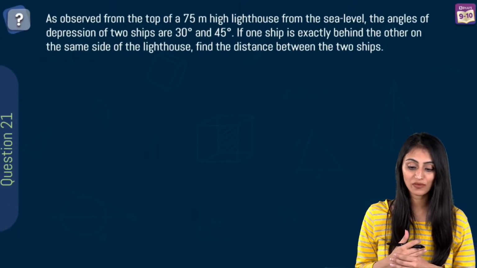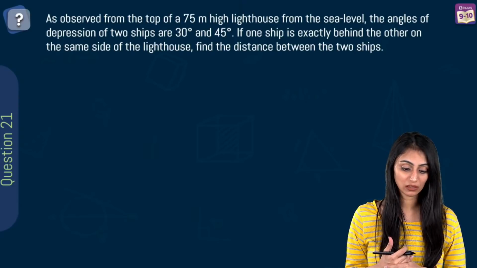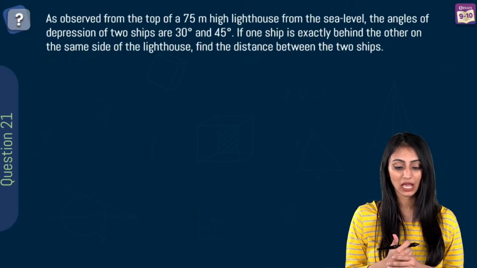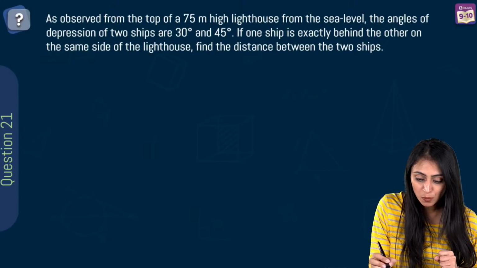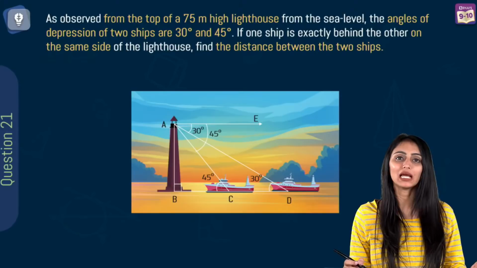As observed from the top of a 75-meter high lighthouse, from the sea level, the angles of depression of two ships are 30 degrees and 45 degrees. If one ship is exactly behind the other on the same side of the lighthouse, find the distance between the two ships. So both ships we are talking about are on the same side of the lighthouse. The figure would be like this.